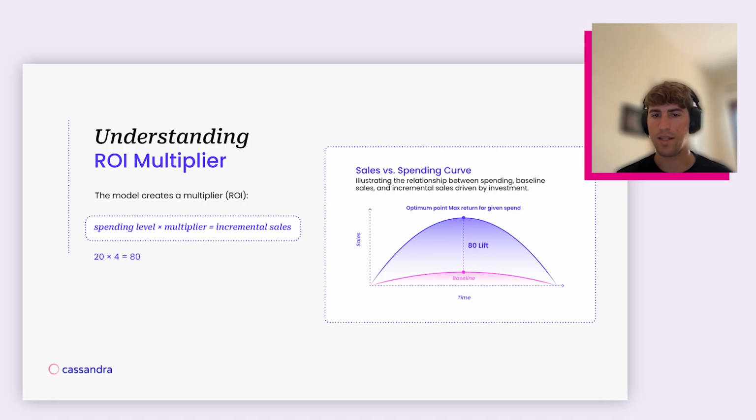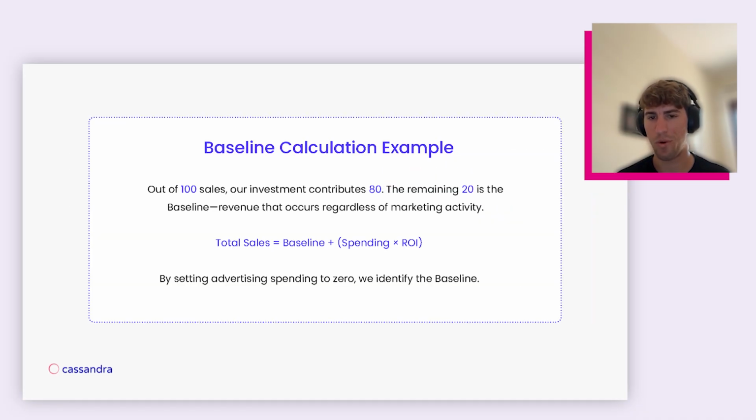Now, as we can see, out of 100 sales, our investment is contributing 80. What about the remaining 20? That's our baseline. In other words, the portion of our revenue that occurs regardless of marketing activity. How does the model calculate the baseline? Very simply, by setting the spending level to 0.